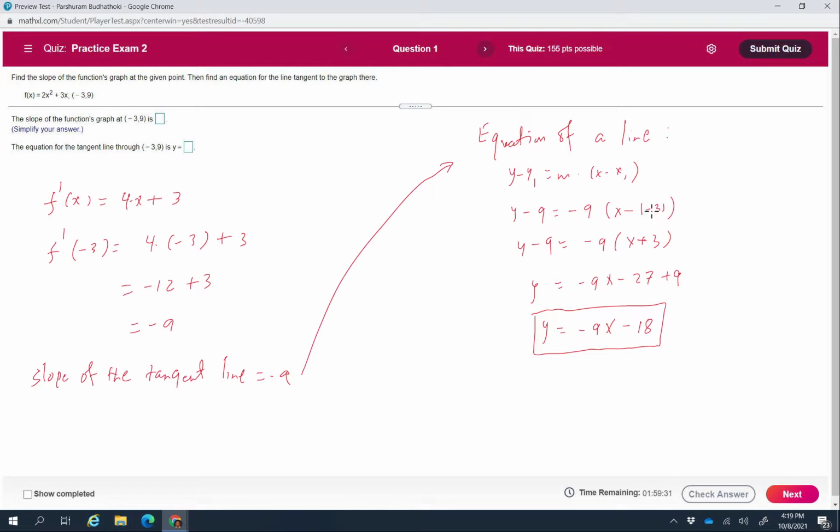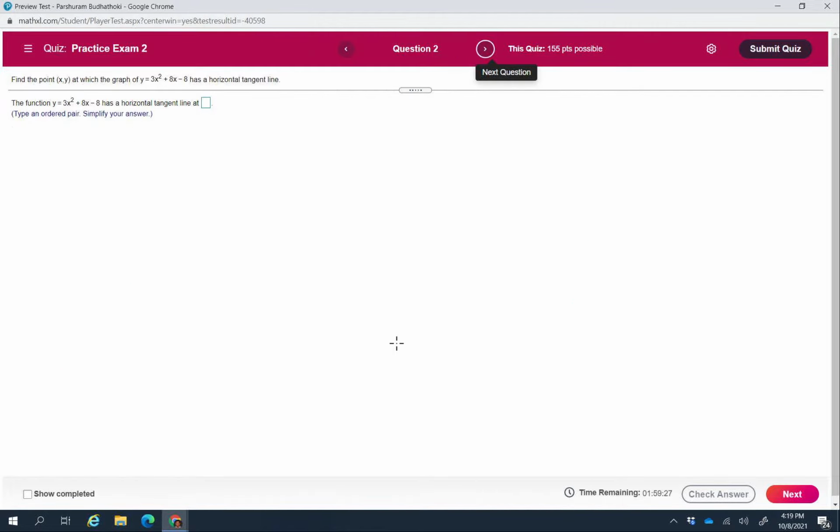And because of this negative, this becomes positive, and we can distribute this -9 here. So it will be -9 times x is -9x, -9 times positive 3 is -27, and we can bring this -9 to the right side by adding 9 to both sides, and by doing that there will be plus 9 here. So this is the equation of the tangent line at the point -3, 9. Okay, so this is the answer. Let's go to the next problem.